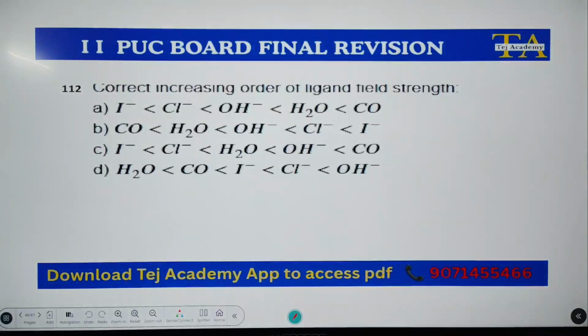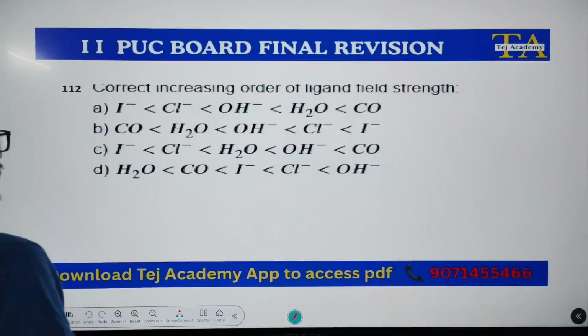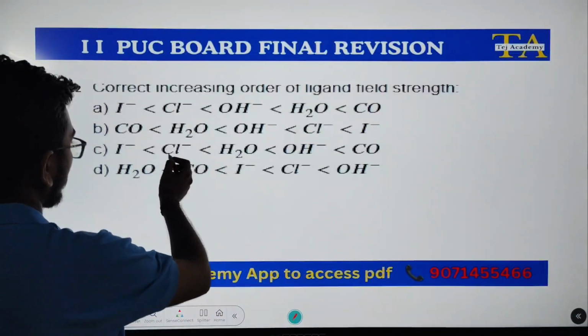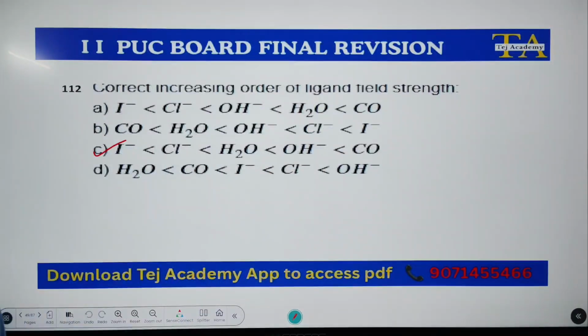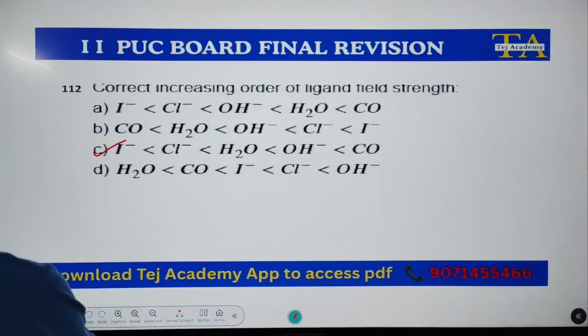Now, the correct increasing order of ligand field strength. So spectrochemical series. If you see, easily you can identify: I minus, then Cl minus, then H2O, OH minus and carbon monoxide. So option C is the right answer.